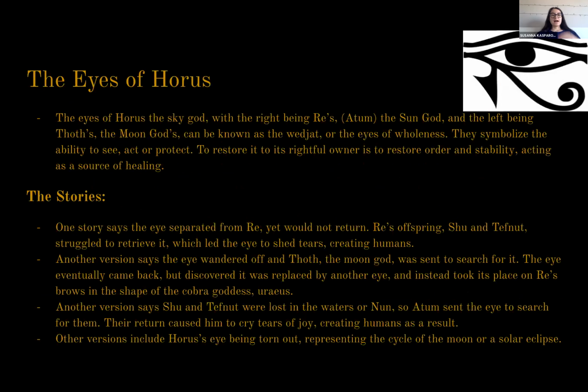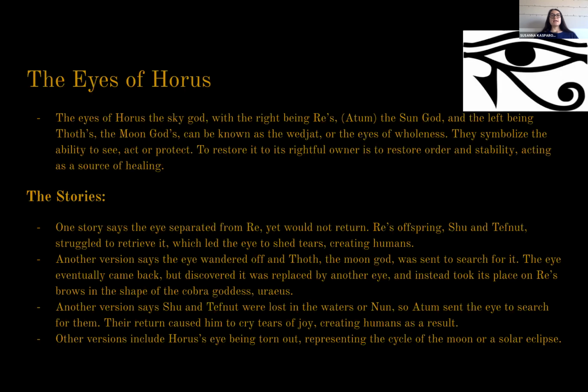Okay, so basically the Eyes of Horus were one of the biggest parts of the story, and there were different versions, but there was a sky god, right? Horus was the main sky god, I guess, and the right eye was Ra, or known as Atum in some stories, which is the sun god, and the left was Thoth, which was the moon god.